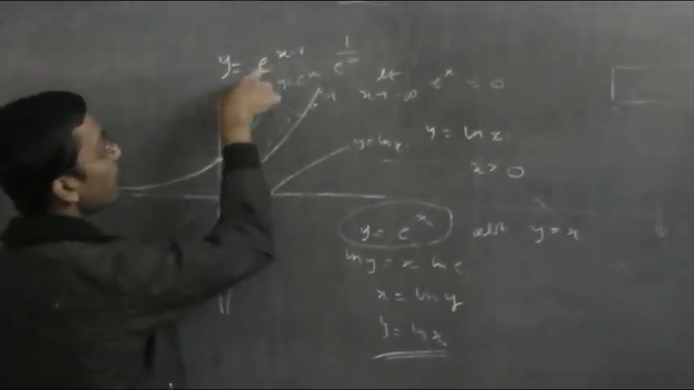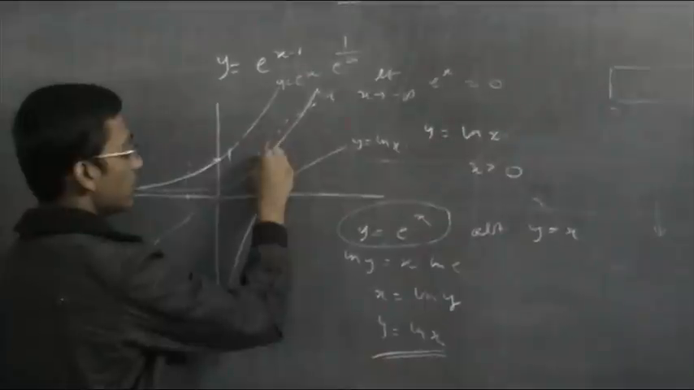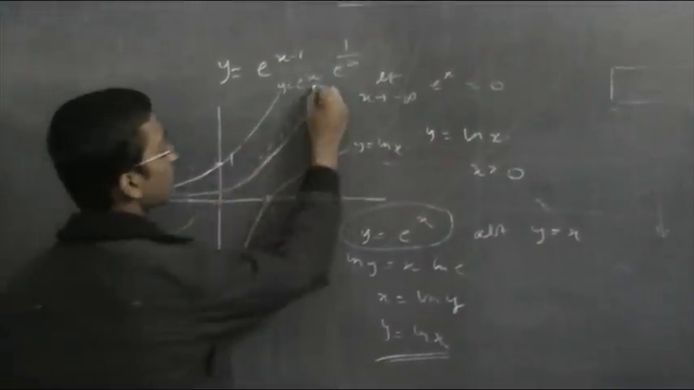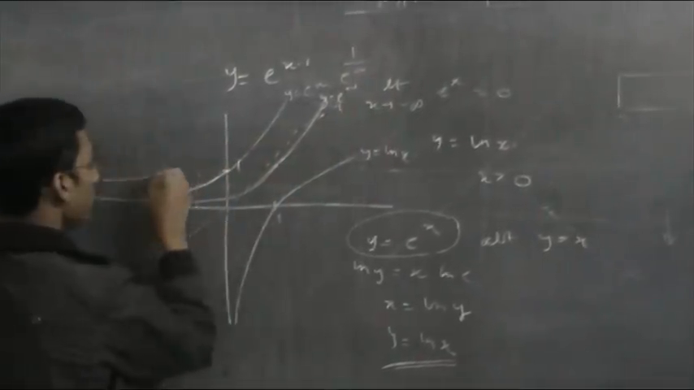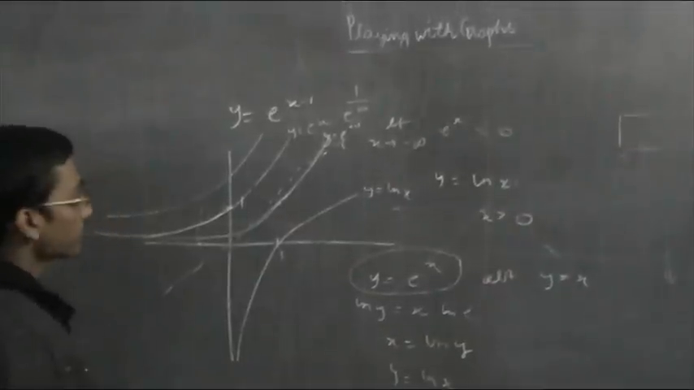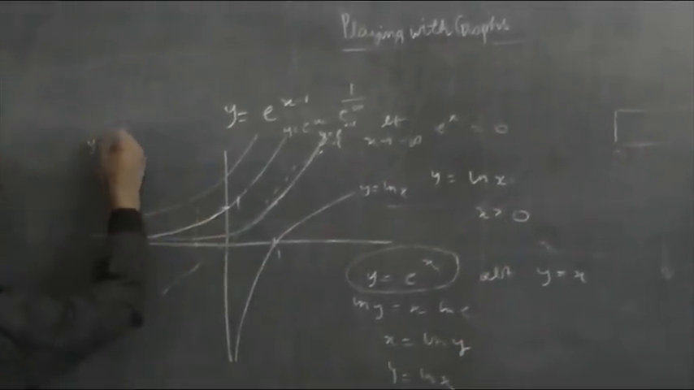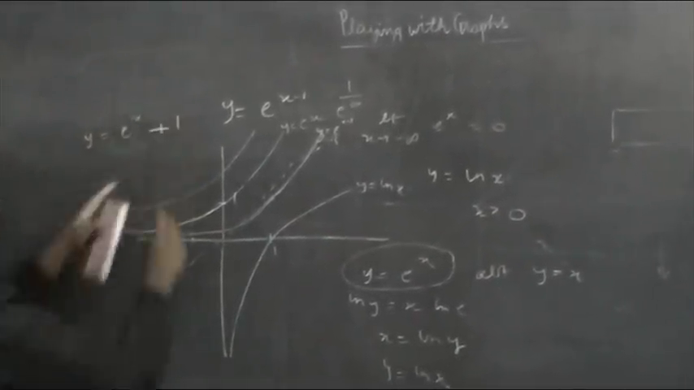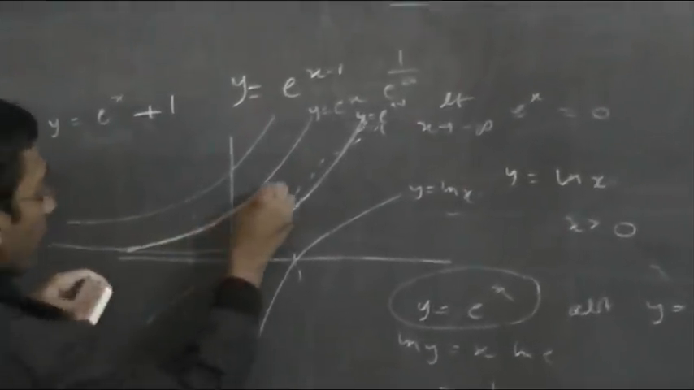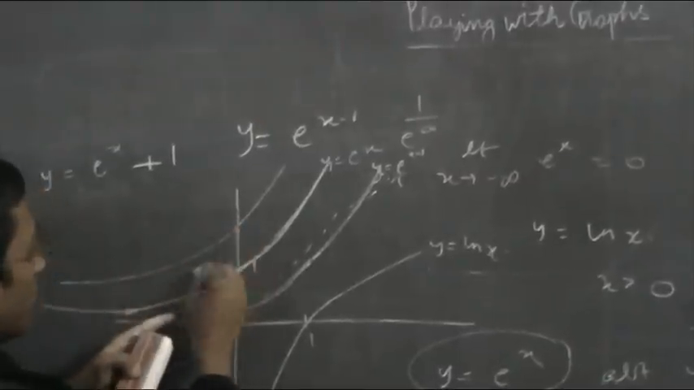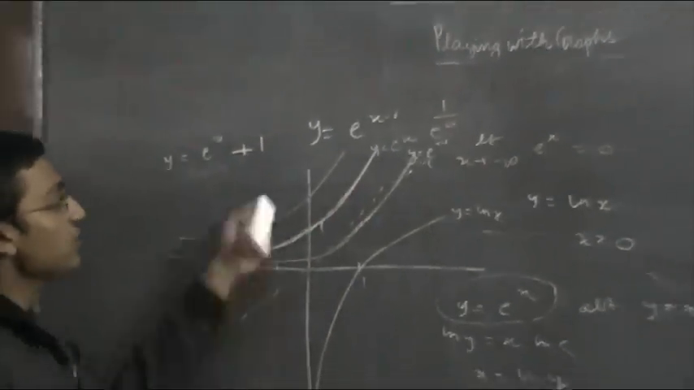Because when x is 1, y is e to the power 0, which is 1. So we will get something like this. Y equals e to the power x minus 1. Had it been e to the power x plus 1, we would have got it like this. Y equals e to the power x plus 1, we are adding 1 to y. So this is y equals e to the power x, it will shift up by 1 unit. So accordingly you can shift the graph.